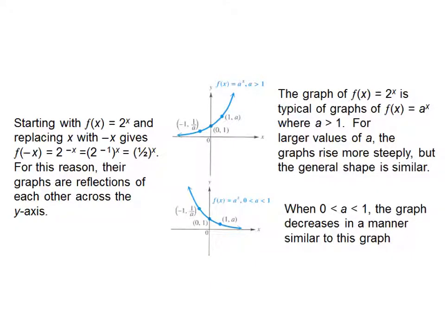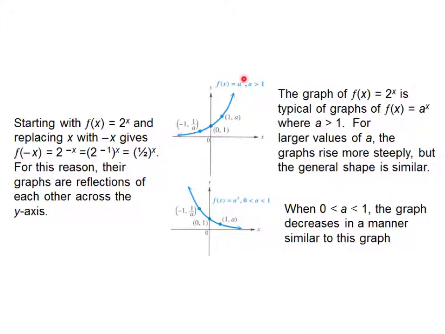A few more generalizations on this graph. If we start with 2 to the power of x and we replace x with negative x, what ends up happening is you get 2 to the negative x, which is essentially negative 1 times x. 2 to the negative 1 is 1/2. So this is why these two graphs actually reflect across the y-axis.